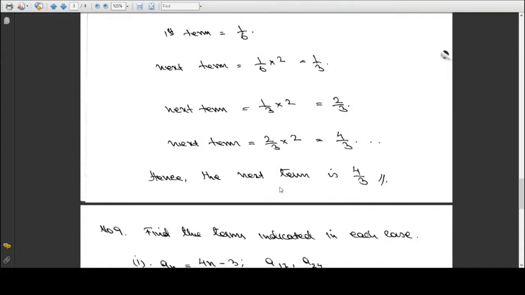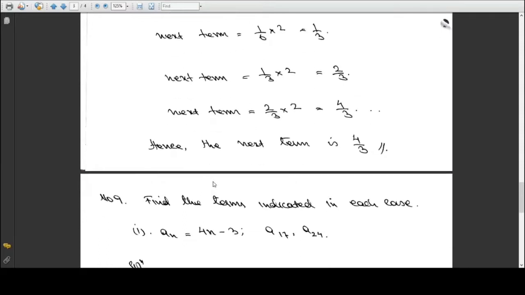Now, it will be very difficult for you to analyze by yourself the relationship between the first, second and third terms of a given sequence. But you try to practice on your own, looking at the given sequence. Try to find out any kind of relationship between the first, second and third, so that you can find out the next term. Now move next to question number 9.